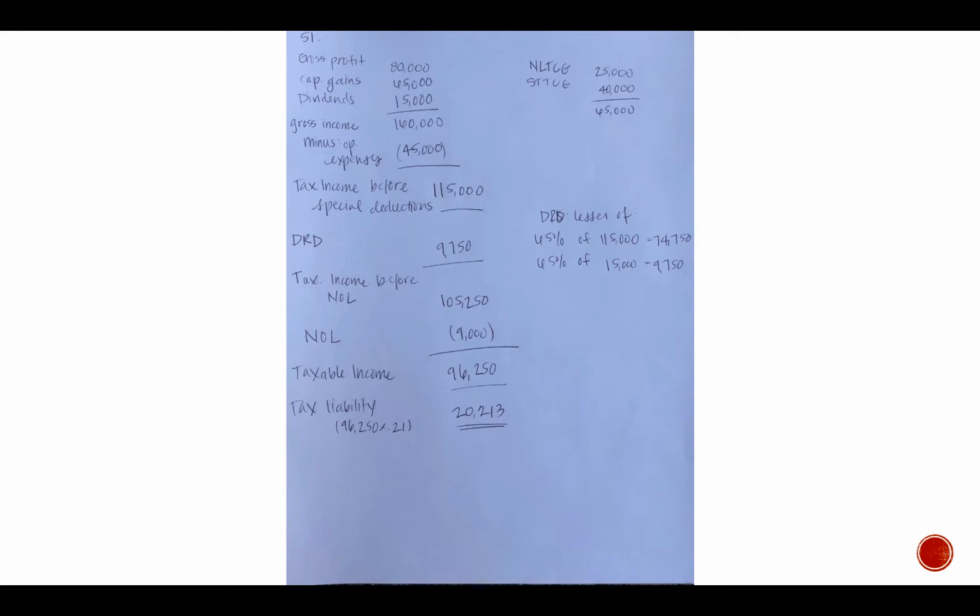My next item in the list is my net operating loss. Remember, that is limited to 80% of my taxable income before the net operating loss, or the actual net operating loss. So my taxable income before net operating loss is $105,250. So 80% of that is clearly more than the $9,000 net operating loss. So I get to take all of the net operating loss, making my taxable income $96,250. And my tax liability, remember, is my taxable income times the flat tax rate of 21%. So $20,213.